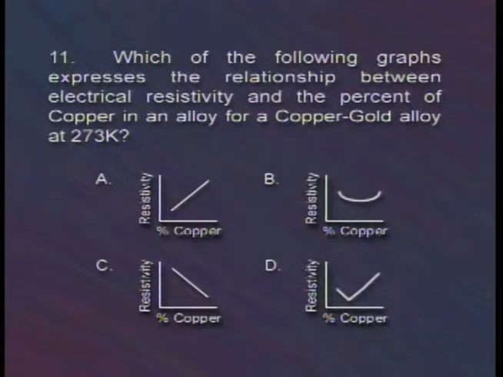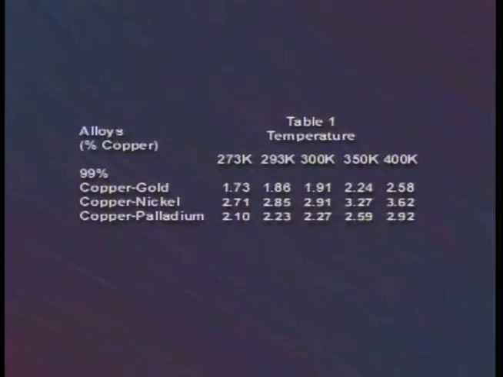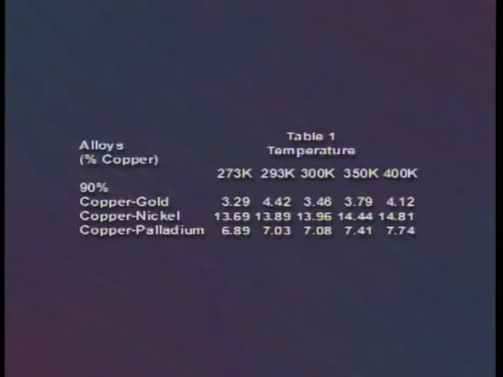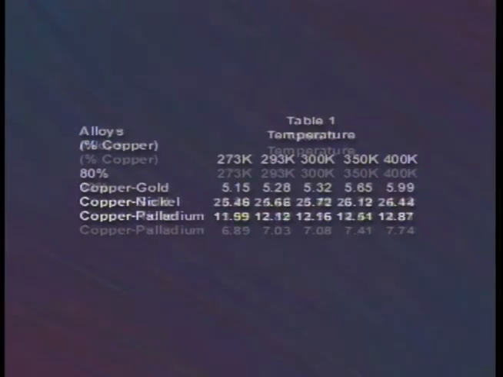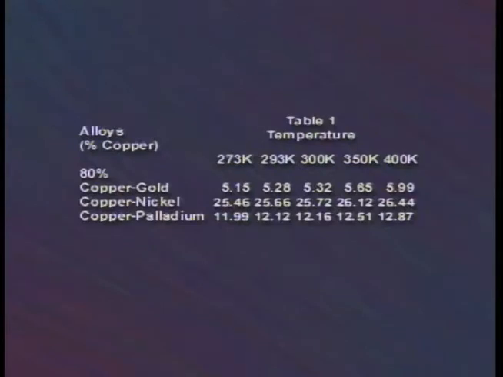For this question, we'll need information in the column labeled 273 degrees Kelvin. Let's be careful. The percent of copper alloyed with gold decreases as we go down the column. In other words, the first percent is 99, the next 90, then 80, and then 70%. What happens to electrical resistivity as we go down the column? It seems that the values increase from 1.73 to 7.12.